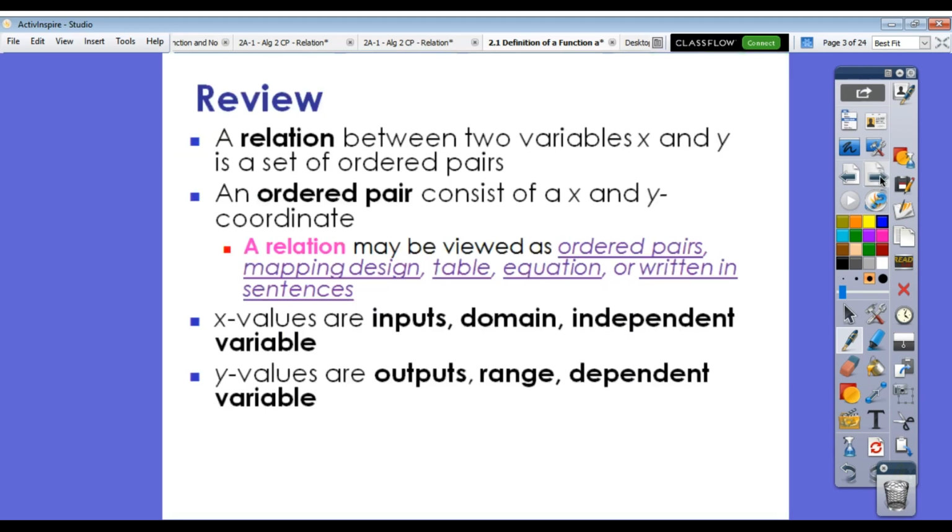How do we know what's a function? First, a relation is between two variables, x and y, wherein x is a set of ordered pairs, an element of the domain, and y is a set of values which are called the range. X could be called the input or independent variable. Y values are the output, range, and dependent variable. A relation can be represented in several ways. You can make an ordered pair, like what I showed you a while ago, a mapping, a table, an equation, or written sentences.